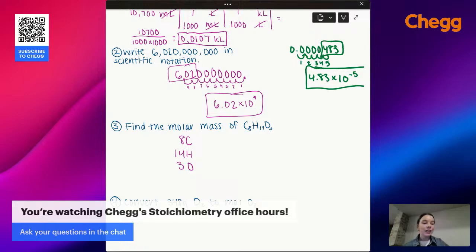So for carbon, if I go to the periodic table, I know that that molar mass is 12.01, and I'm going to multiply that by 8. Then if I go to hydrogen, I know that molar mass is 1.01, and I'm going to multiply that by 14. Then if I go again to the periodic table and look for oxygen's molar mass, I know that number is 16, and I'm going to multiply that by 3.